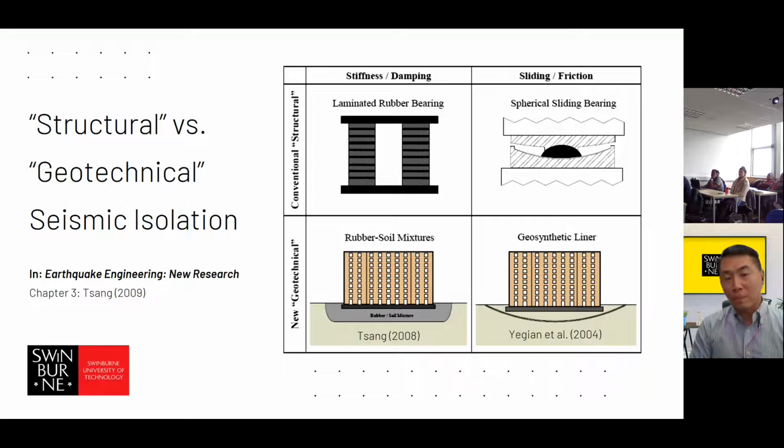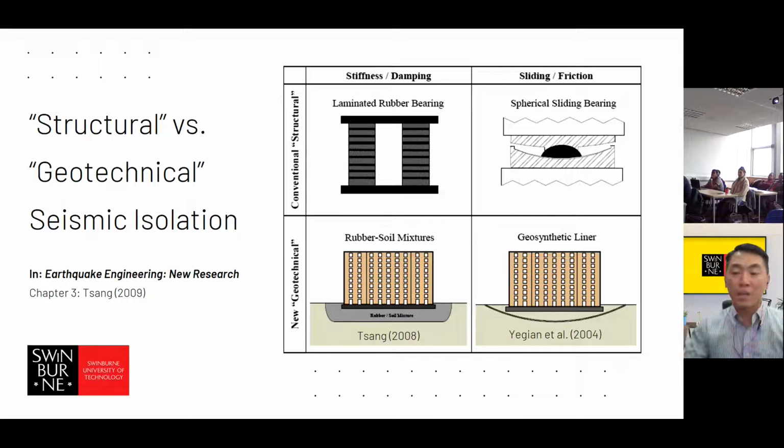And in that book chapter, I tried to put up this analogy because up to the year of 2009, people are very familiar with the concept on the upper half of this table, which are the so-called conventional structural seismic isolation techniques based on the use of rubber bearing, and some people call it a cushion. And the other class would be about using sliding bearing.